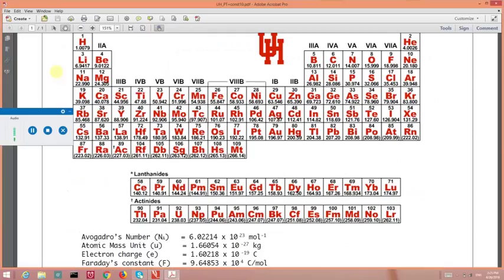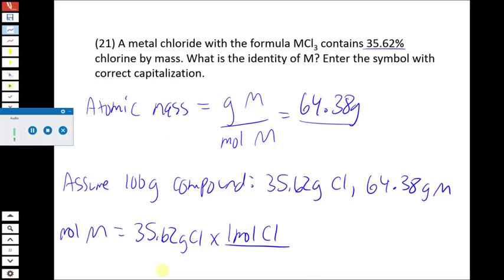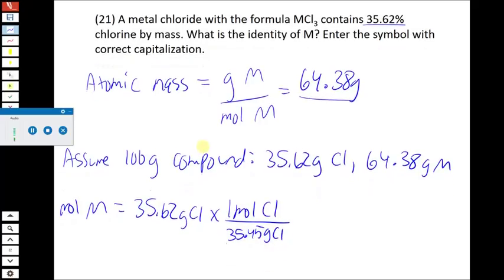So chlorine on the periodic table is 35.45. So that's the atomic mass we're going to use to figure out how many moles of chlorine we have. So that's how many moles we have. And then from the chemical formula, we want moles of chlorine to cancel and figure out how many moles of the metal we have. The formula is MCl3, which tells us that for every 3 moles of chlorine, we have 1 mole of our metal.